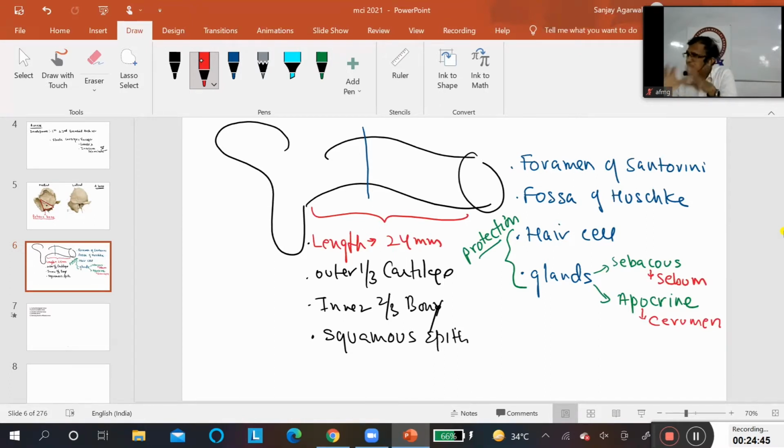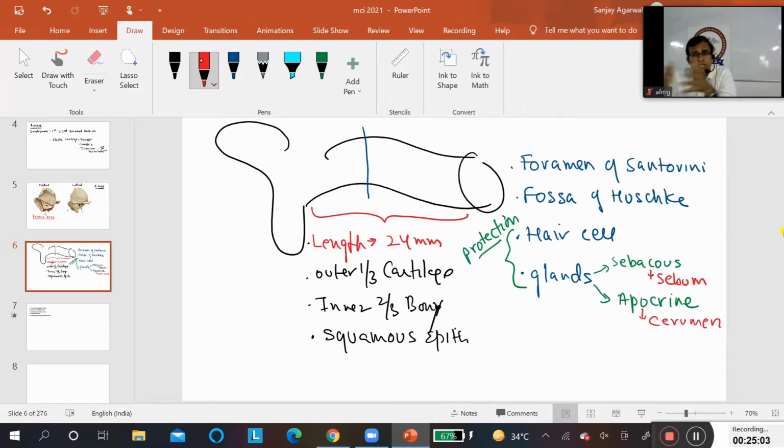And they are natural secretions. They are always present in the canal. So remember these two names. Who secretes what? And it's easy to remember. Sebum matches with sebaceous, so it's easy to remember. The other one is the apocrine gland. That's how you remember.